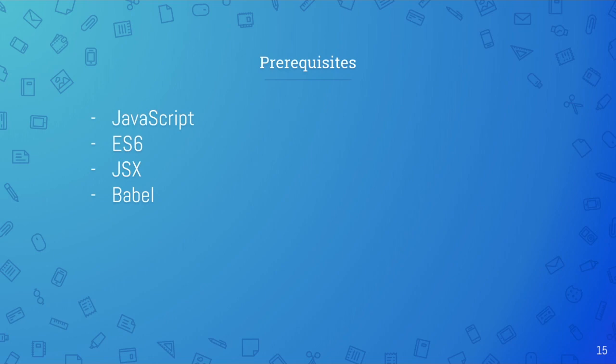Even JSX is not supported by all browsers. So what we need is someone to transform that code into code that browsers can understand, and for that Babel is the one that helps us. It basically transforms one source code to another source code, so one form of JavaScript to another form of JavaScript. So you need to learn Babel as well.